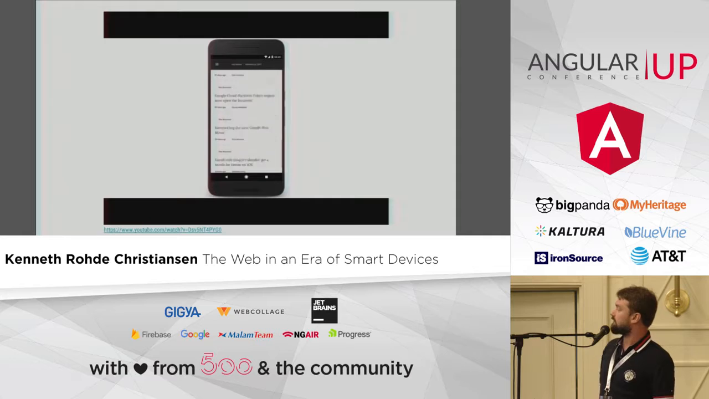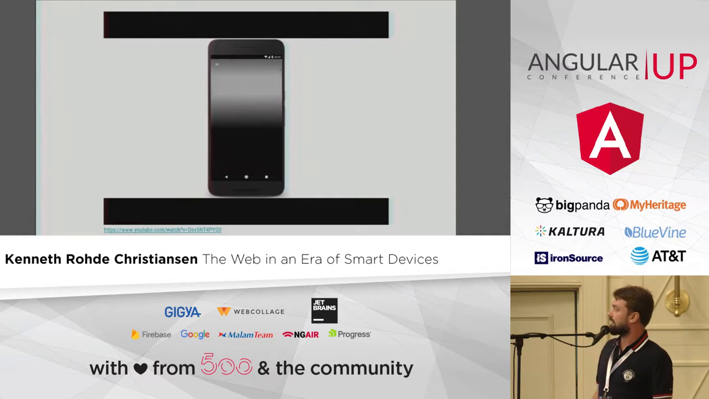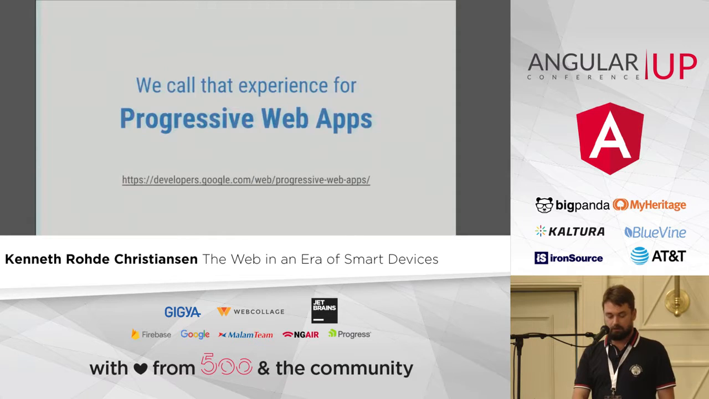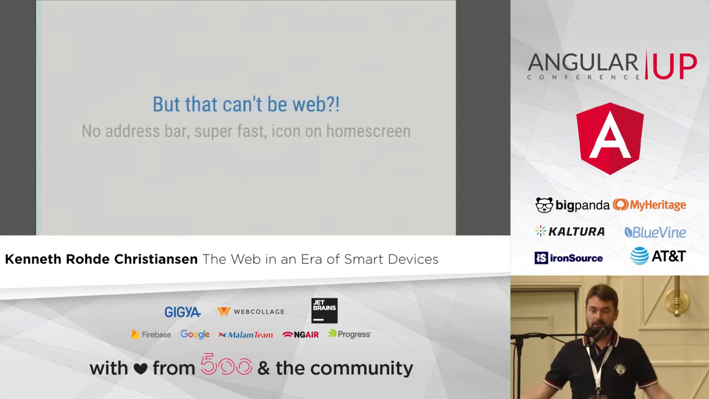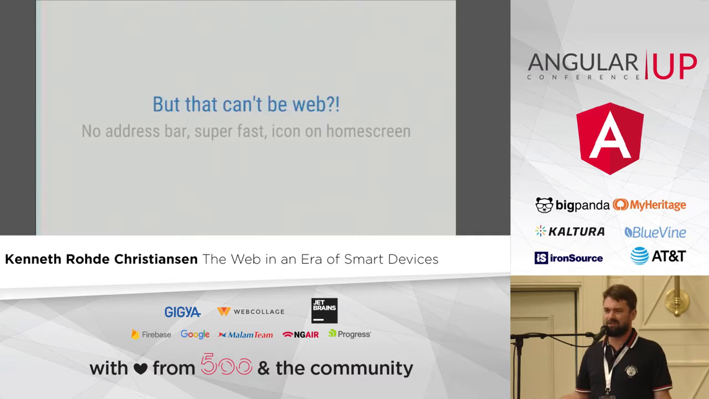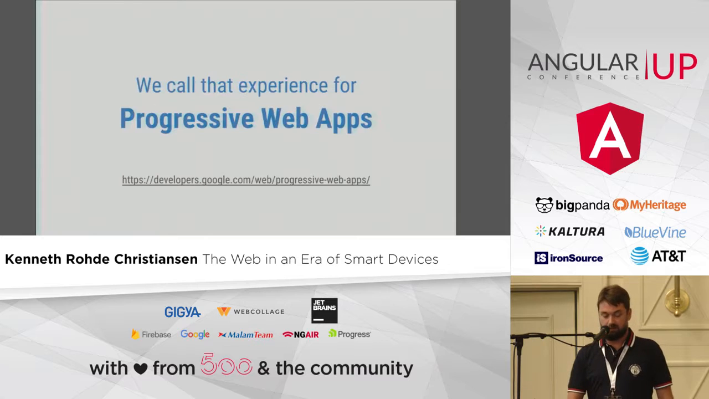Here we see an app. It launches immediately and looks just like a native app. Everything is smooth and fast. And people ask, but that can't be the web because I don't see an address bar. It's fast. There's an icon on the home screen. Isn't that a native app? No, it's an experience we call progressive web apps. And if you haven't heard about that, I really encourage you to check it out.